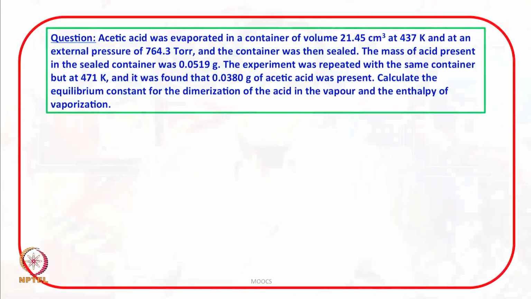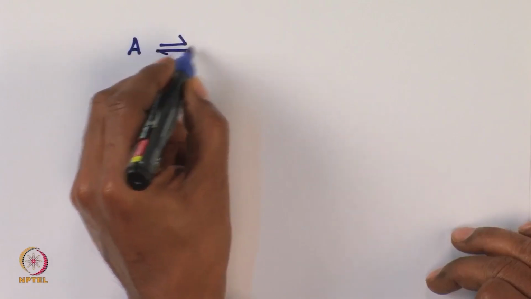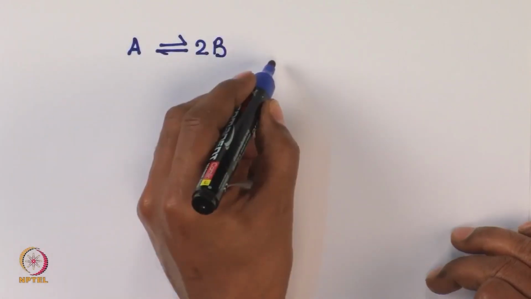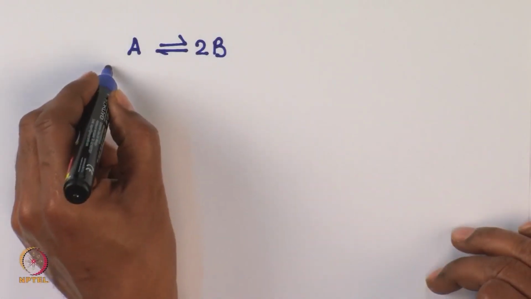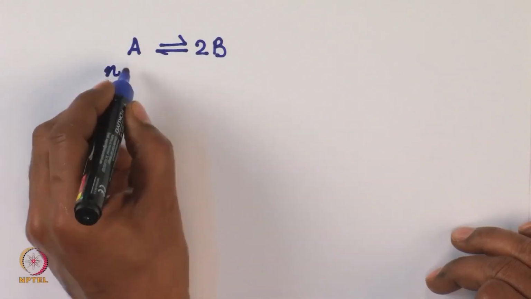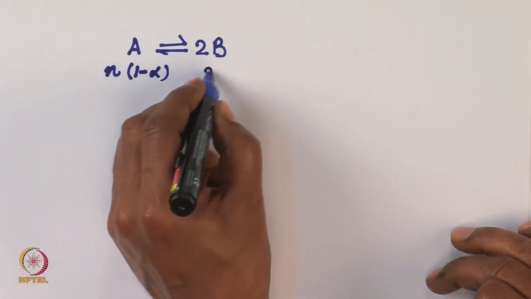It is about acetic acid dimerization. Let us consider a general process A in equilibrium with 2B. Right hand side is dissociation, left hand side is dimerization. And if n is the number of moles at equilibrium and alpha is the degree of dissociation, you have 2n alpha.